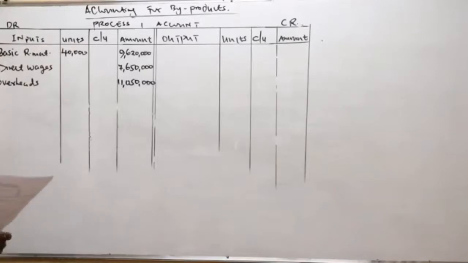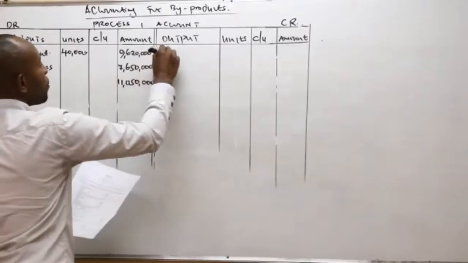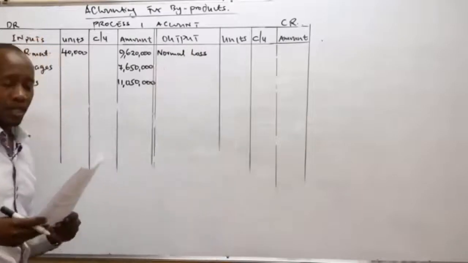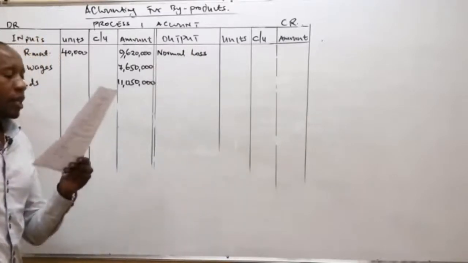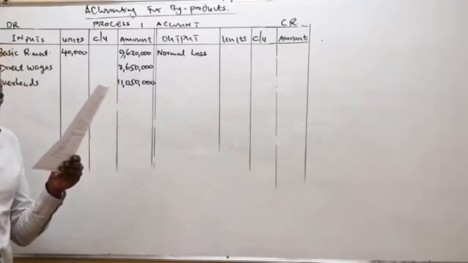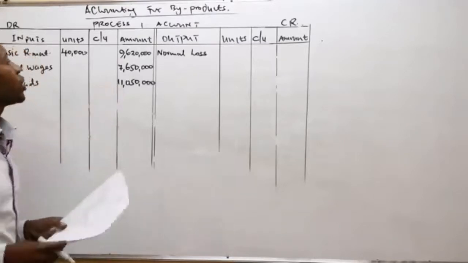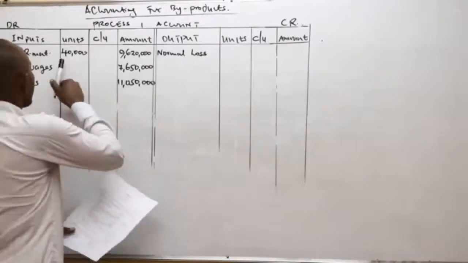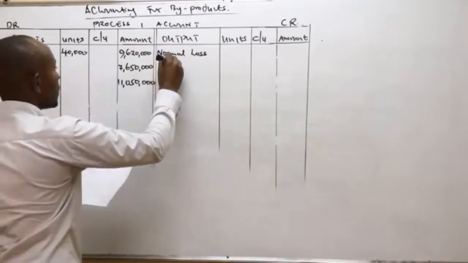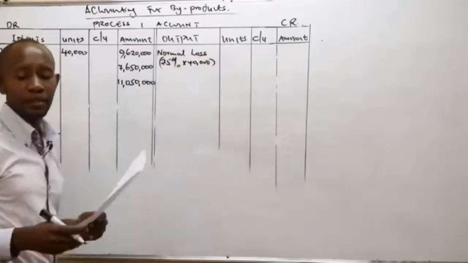Then let's try to now get our output from this particular process. And the first item I want to show here is the normal loss. Read note 5, we are told normal loss in the process is 2.5%, and the scrap value per unit is 200. So I want you to get for me 2.5% multiplied by 40,000. What will that give us?